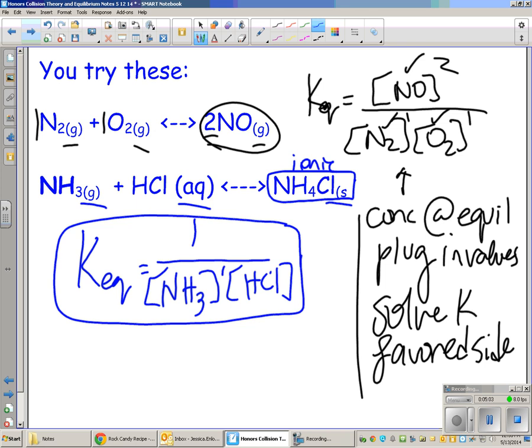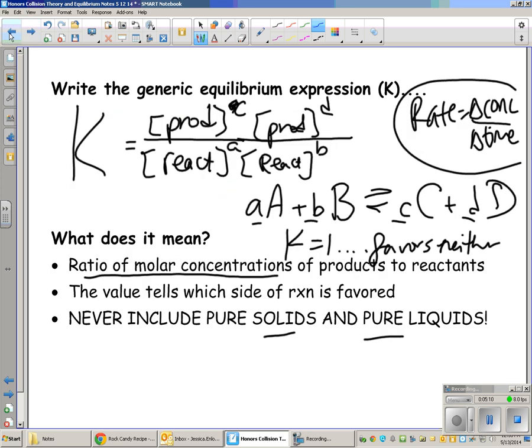Why is it pure? It is a pure gas, and that's fine. On our exceptions, we could only exclude pure solids and liquids.